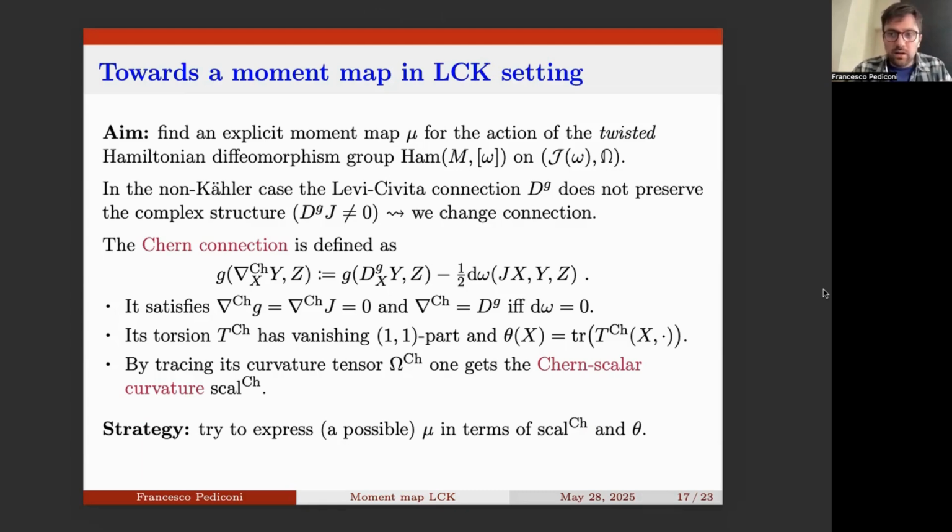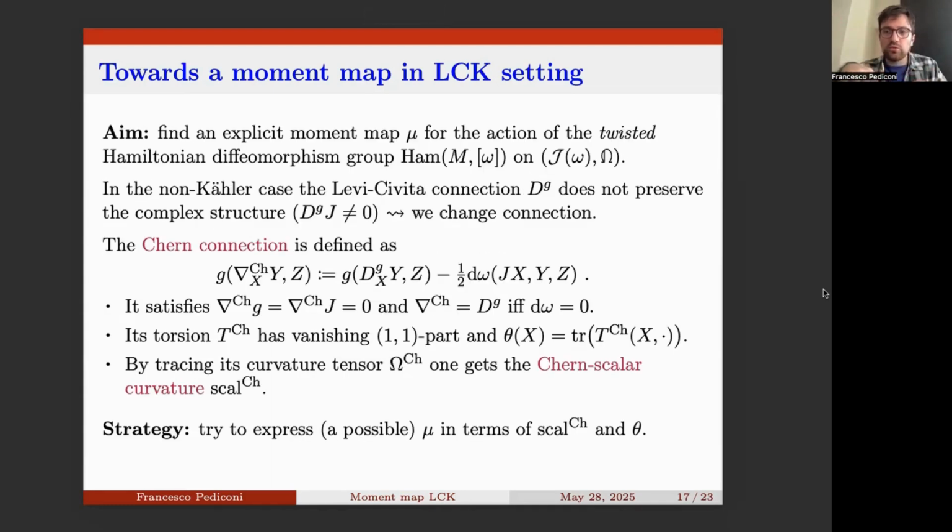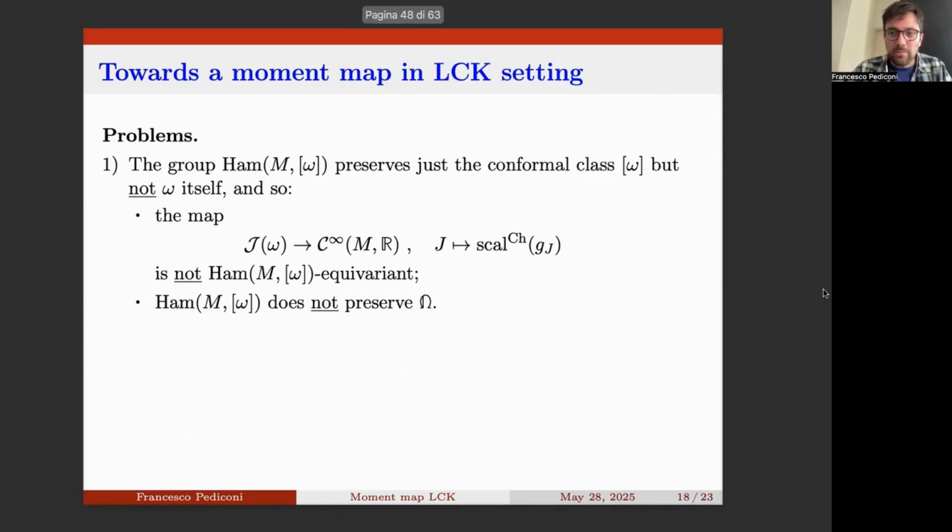Okay, so it turns out that if you try to do computations, like to express a possible moment map in terms of these two ingredients, some problems arise. In particular, the first problem is that the group of twisted Hamiltonian diffeomorphisms of the manifold does not preserve omega. It preserves the conformal class of omega, but not omega itself.